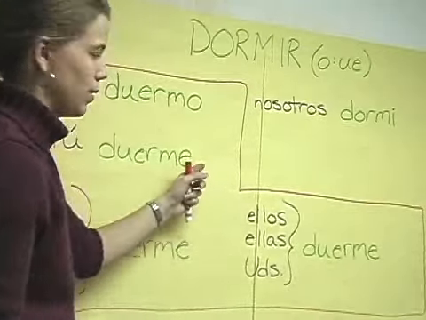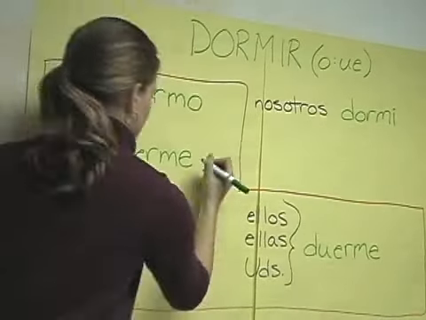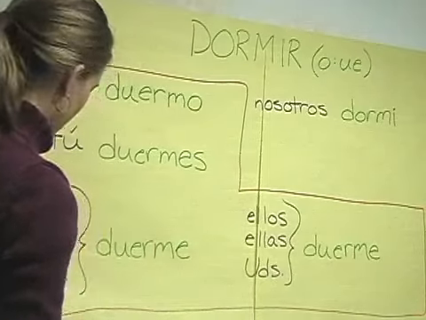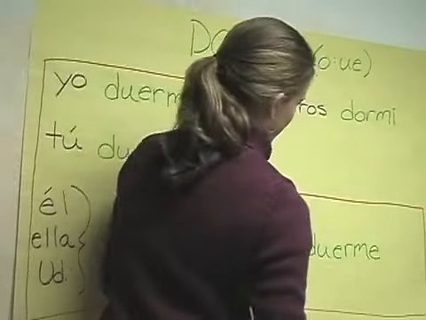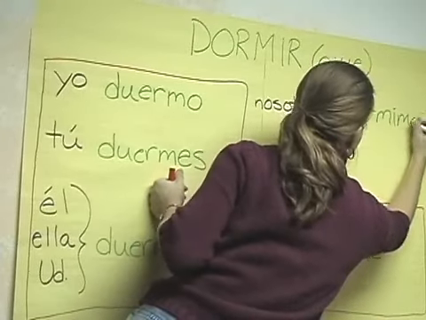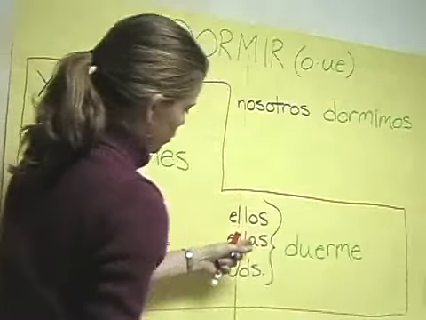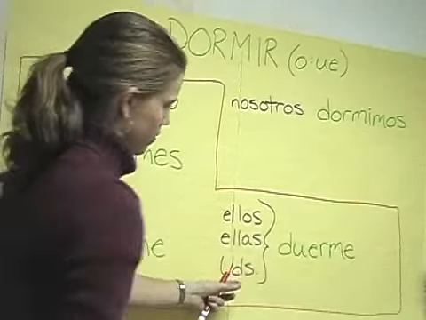Now, for tú, what letter do we add at the end? S. That's right. Él, ella, usted. Nada. Nosotros. M-O-S. And ellos, ellas, ustedes. An N. Right.